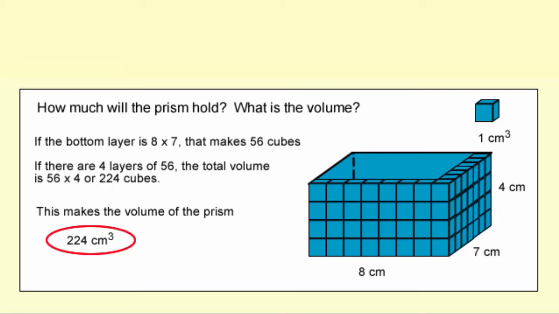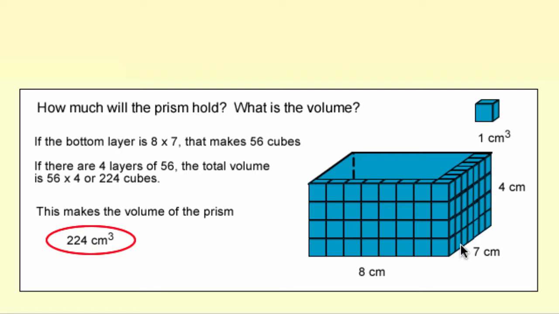So the big picture for this lesson is volume of prisms and cylinders. So first of all, what is volume? Volume is how much a shape will hold. So think about a gallon, a quart, a liter, those are capacity. That's what volume is.